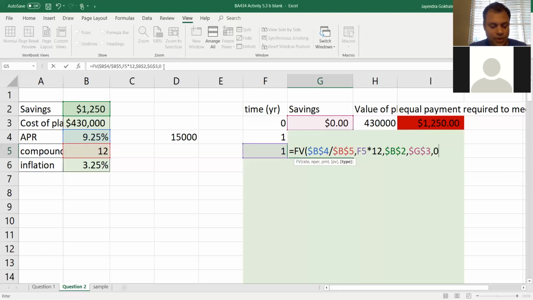So take your time, take your time. And instead of using the F4 key in Mac, use the dollar sign directly. That's what my recommendation is.